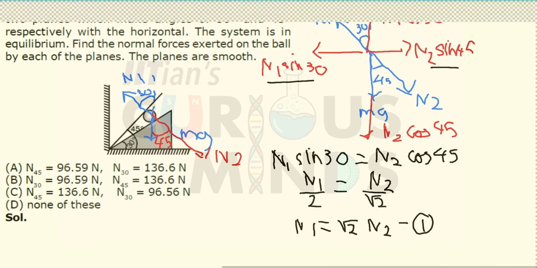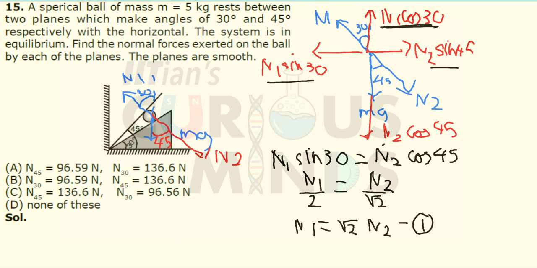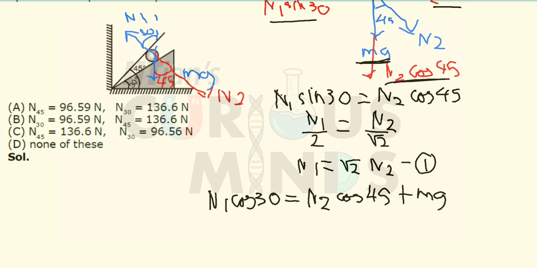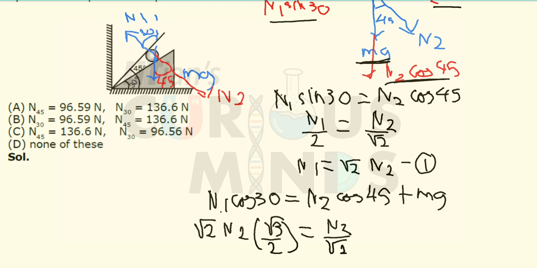Let us write down the second equation. Total force in the upward direction is equal to total force in the downward direction. The total forces in the downward direction are two: mg downward and here n2 cos 45. So total force in the upward direction, n1 cos 30, will be equal to n2 cos 45 plus mg. Now over here, instead of n1 I will substitute root 2 n2. Now root 2 n2 cos 30, which is root 3 by 2, is equal to n2 divided by root 2 plus mg.